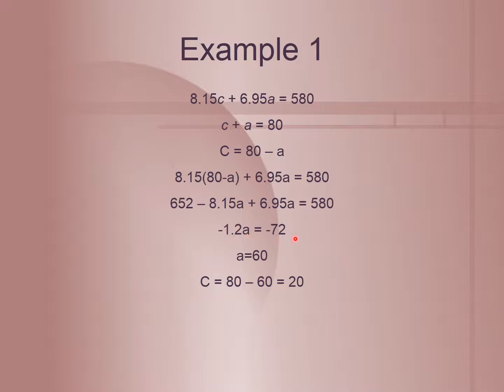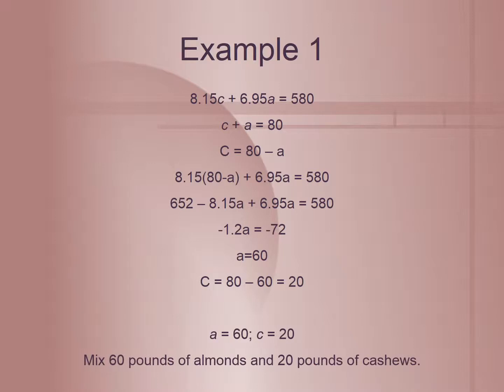Then I'm going to divide both sides by negative 1.2. So 72 divided by negative 1.2 is 60, which means that 60 is the pounds of almonds. And remember, to find our pounds of cashews, we do 80 minus A. So 80 minus 60 equals 20. So my pounds of cashews is 20. For this mixture, I'm going to mix 60 pounds of almonds and 20 pounds of cashews.